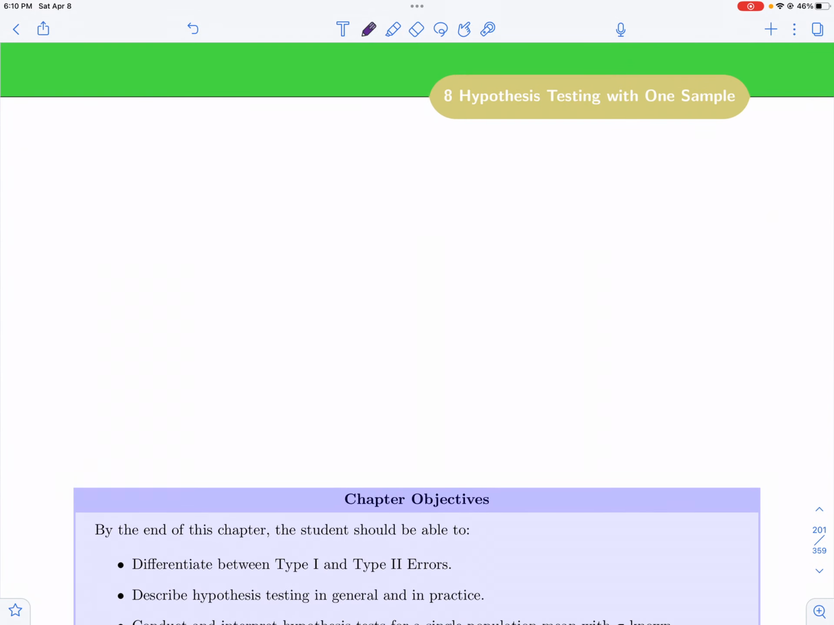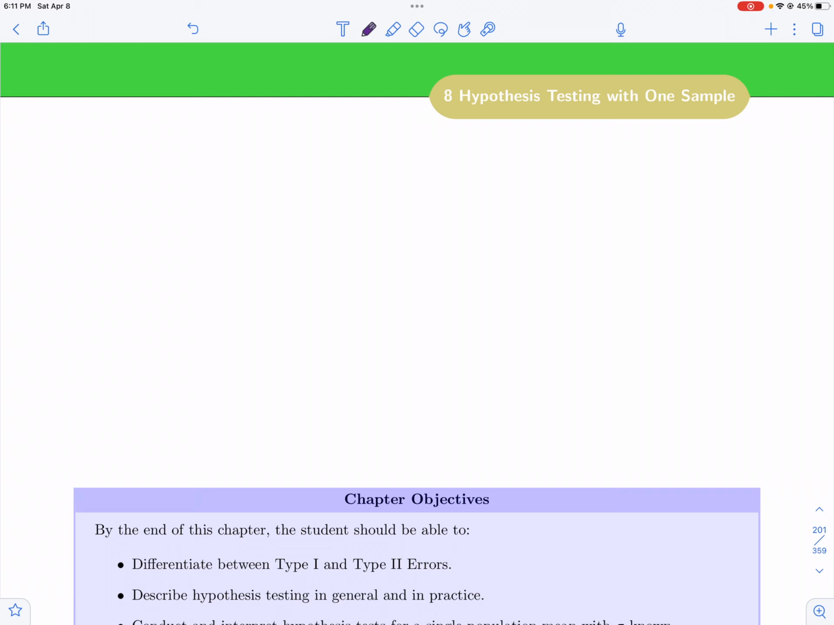Well, today we're starting our unit on Chapter 8, which is hypothesis testing with one sample. The good thing is this is very similar to what we had worked on in Chapter 7 when we were doing our confidence intervals. That was the beginning of our inferential statistics section, and this is going to push what we learned in Chapter 7 a little bit further.